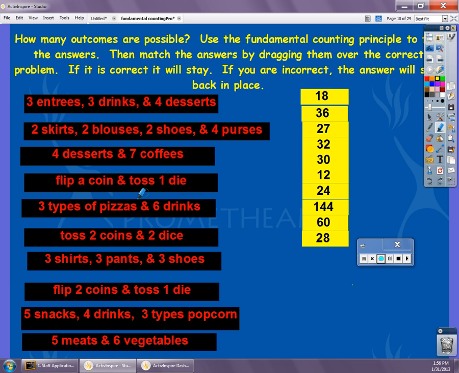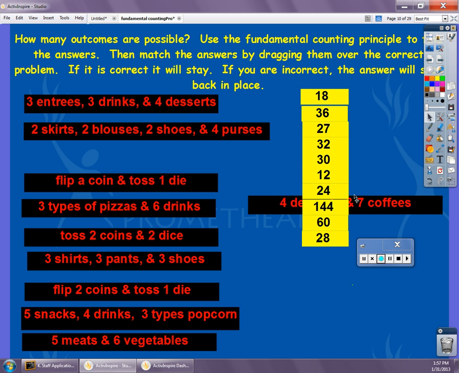Here's another one. If I told you that there were 4 desserts and 7 coffees, and you want to know how many outcomes there could be. For example, I could have apple pie and I could have a decaf coffee. That would be one outcome. But by having 4 desserts and 7 coffees, I know 4 times 7 gives you 28 different possibilities of those coffees and desserts.